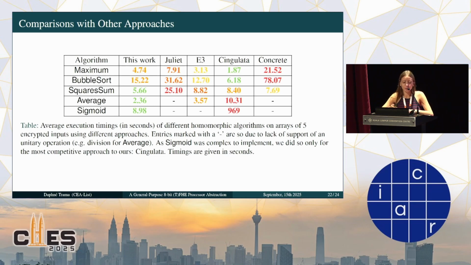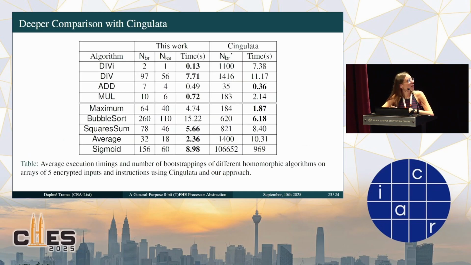And just to check if it was also true at the instruction level, we took the most competitive approach to ours, that is to say Cingulata, and did some more comparisons. So you can see that, first of all, we had to implement the division with Cingulata, which wasn't natively in the compiler. And you can see that for cleartext-ciphertext division, div-I, and ciphertext division, our approach is the best. For the addition, Cingulata is a little faster, but again, for the multiplication, Matpantera is really the best.